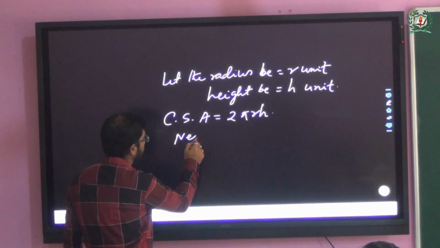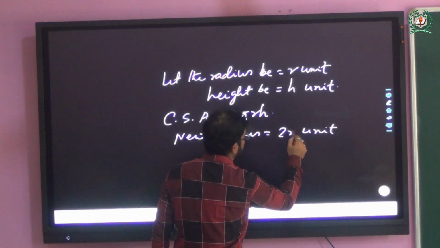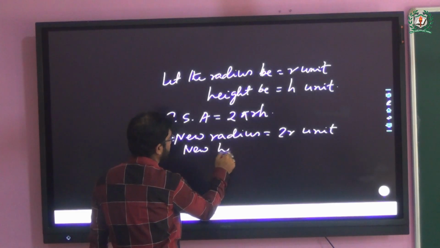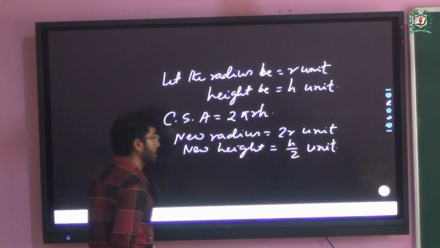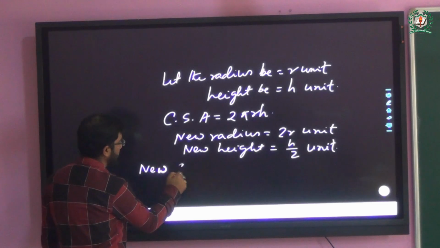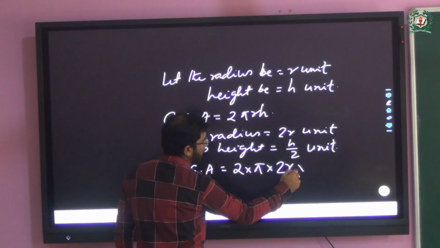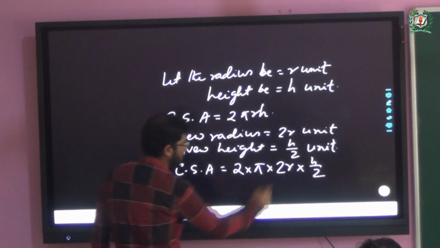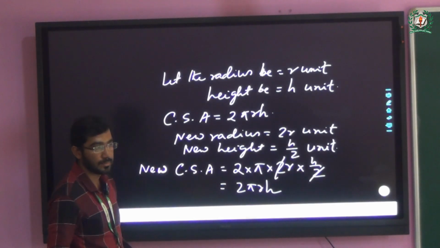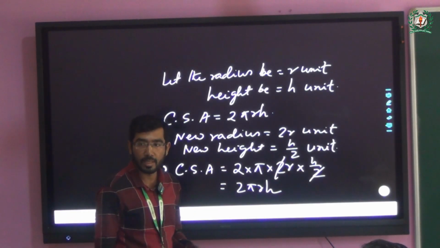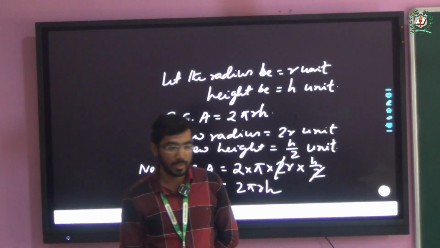Now what I said, the radius is doubled. So what is the new radius? 2r unit. What is the new height? h by 2 unit. Now what will be the new CSA? 2 pi r becomes 2r, h becomes h by 2. 2 cancels out. Again we have 2 pi r h. So is there any change? So right, the curved surface area will remain the same.